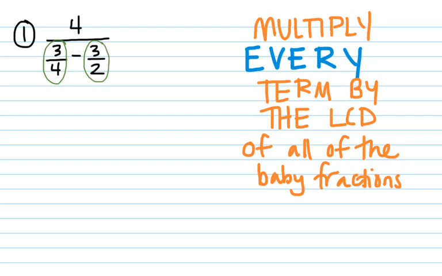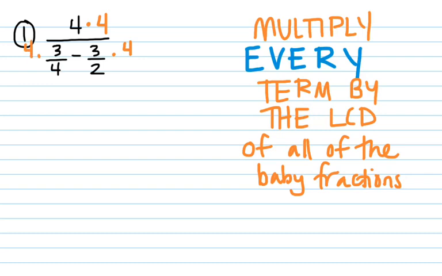Now, if we look at the 3/4 and the 3/2, the least common denominator of those two would be 4. So what I'm going to do is multiply every term in this entire complex fraction by 4. That means that I'm going to multiply the 4 up here by 4. I'm going to multiply the 3/2 down here by 4. And the 3/4 over here by 4.